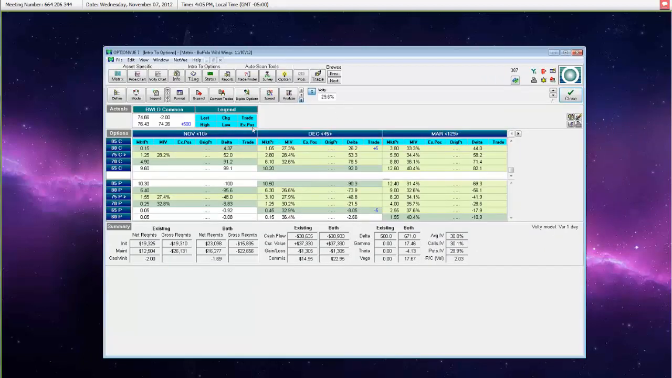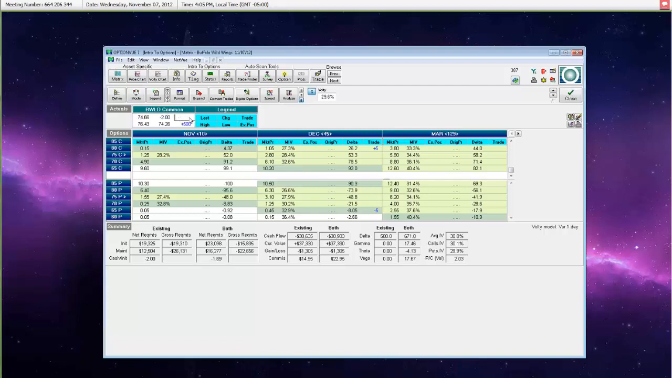Now, what you see on your screen right here is Buffalo Wild Wings. You'll see that this is the symbol, BWLD. This is a common stock. Now, this little panel up here is the quotes. This is today's prices. This legend to the right of it shows you what these fields mean. So you'll see that this is the last price of Buffalo Wild Wings as it's trading today, and the change it's down to.